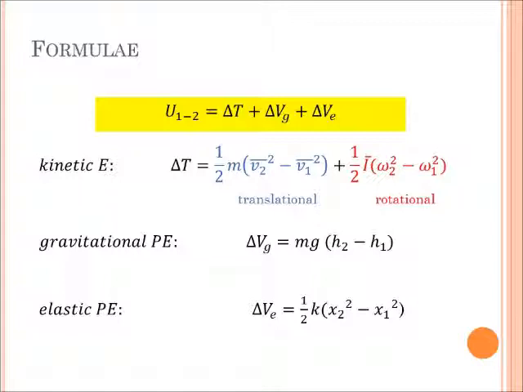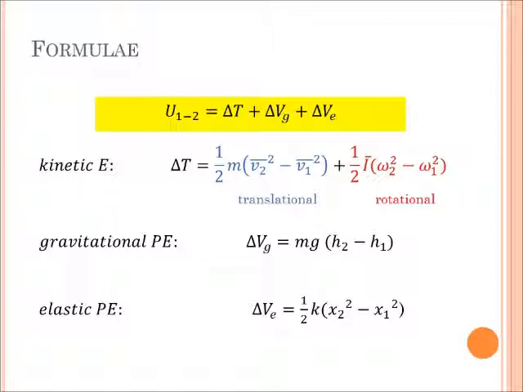Translational kinetic energy is denoted by half the mass times the square differences of the final and initial velocities. Rotational kinetic energy is equivalent to half the mass moment of inertia of the system multiplied by the square differences of the final and initial angular velocities.